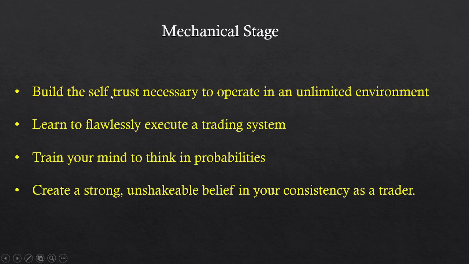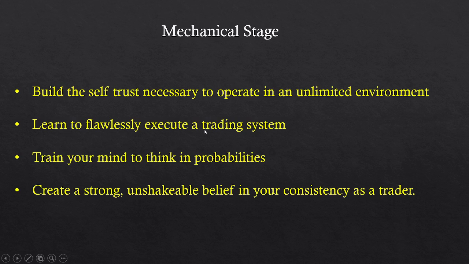Okay, so build the self-trust necessary to operate in the unlimited environment. The market is an unlimited environment, and we are operating in it, so we should have self-trust in our strategy and our system, that our system will ultimately give us profit at the end of the month, at the end of two months. That's very important. Wins or losses will come in a random distribution, but collectively, as a history, with the high probability of our system, we will have self-trust that we will deal with this unlimited environment and we will get profit.